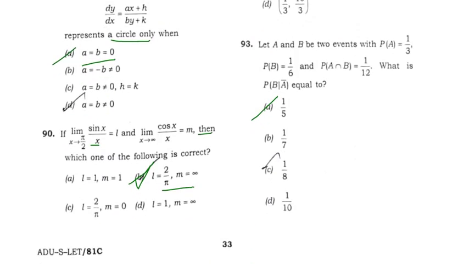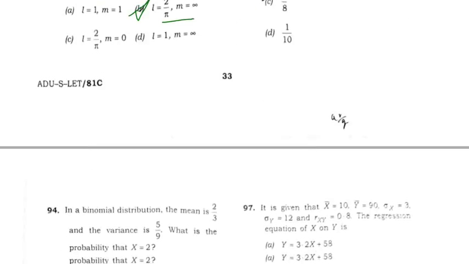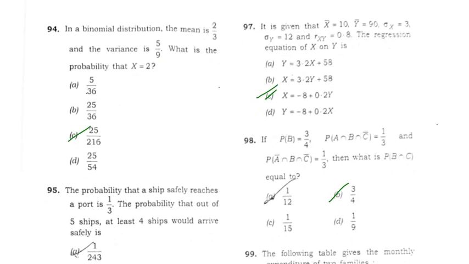92nd. Let A and B be two events with P(A) equal to 1 by 3 and P(B) equal to 1 by 6 and P(A intersection B) equal to 1 by 12. What is P(B given A bar) equal to? So it will be equal to 1 by 5. Okay. So this is how transfer works.